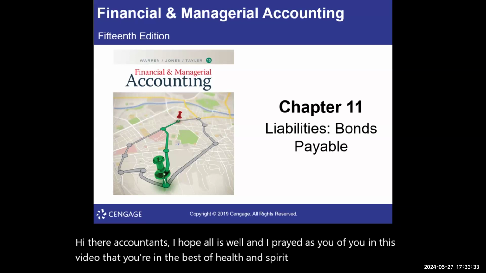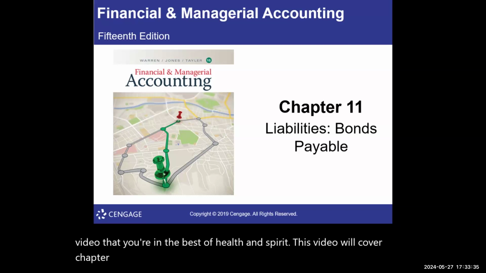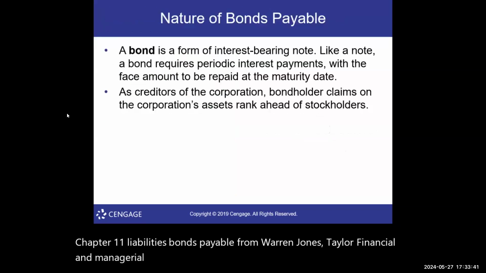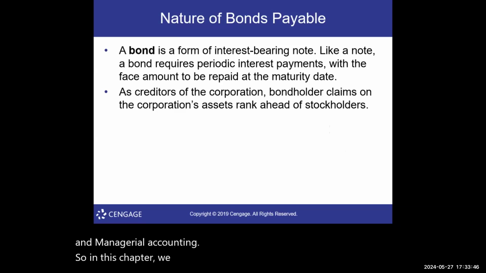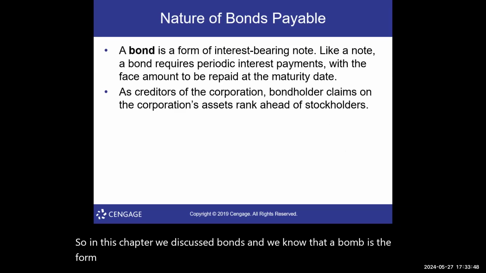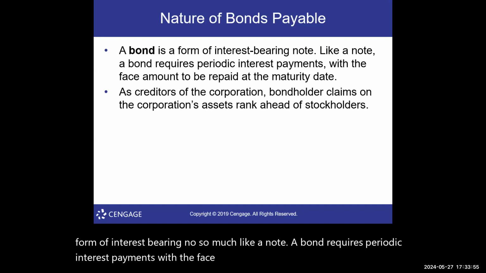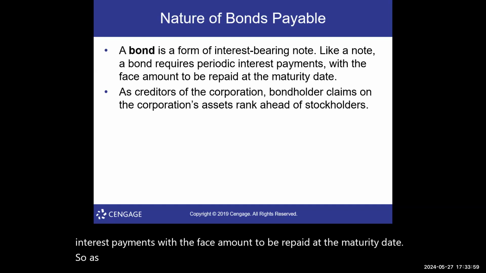This video will cover Chapter 11, Liabilities, Bonds Payable, from Warren Jones Taylor, Financial and Managerial Accounting. So in this chapter, we discussed bonds, and we know that a bond is a form of interest-bearing note. So much like a note, a bond requires periodic interest payments with the face amount to be repaid at the maturity date. As creditors of a corporation, bondholder claims on the corporation's assets rank ahead of stockholders' equity.